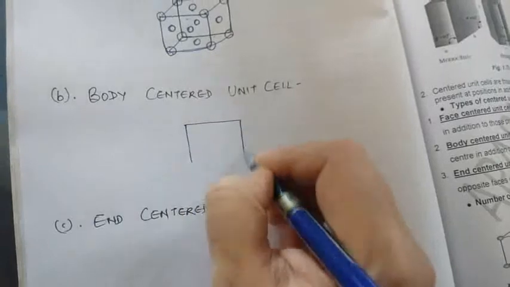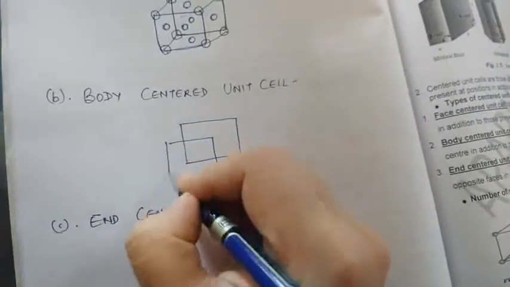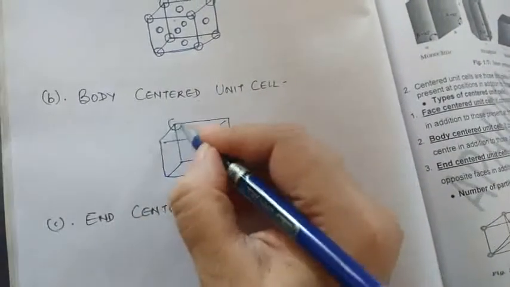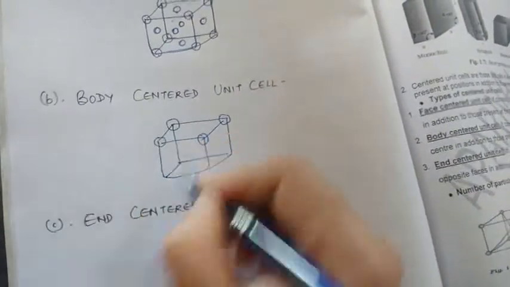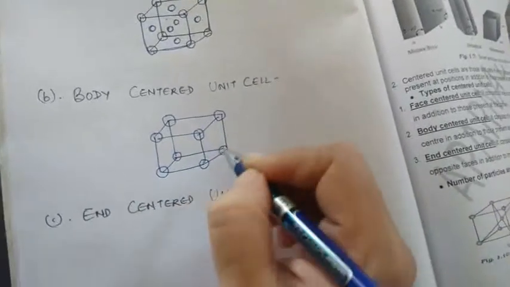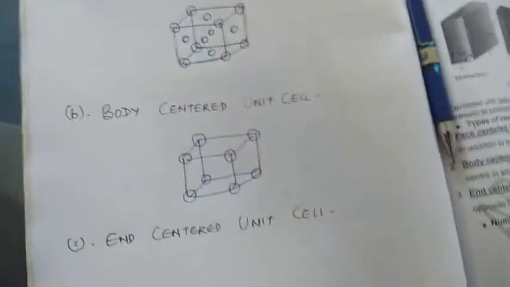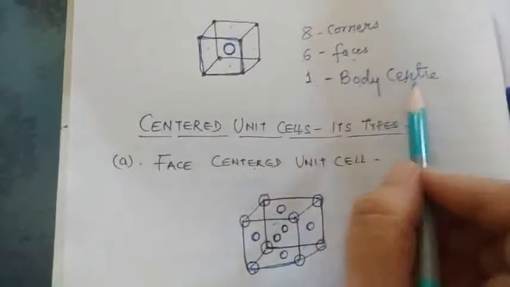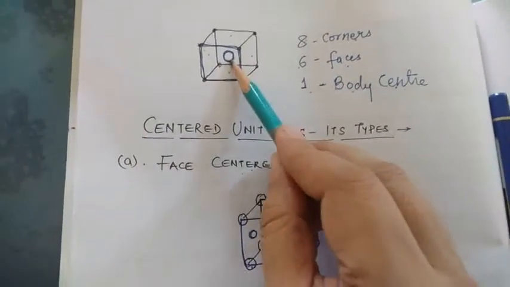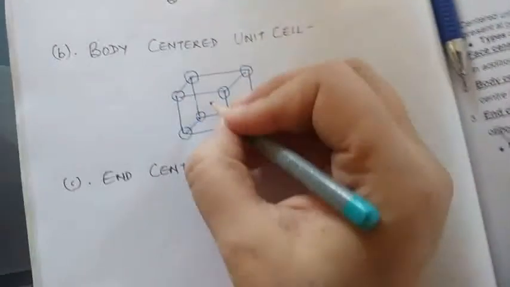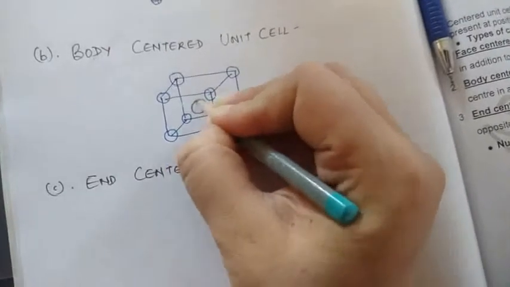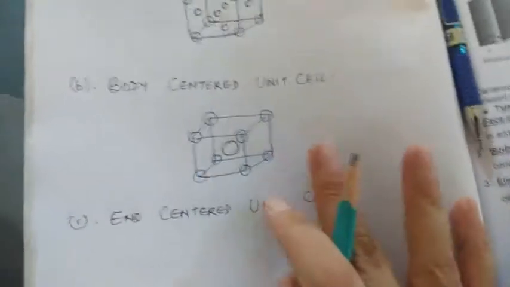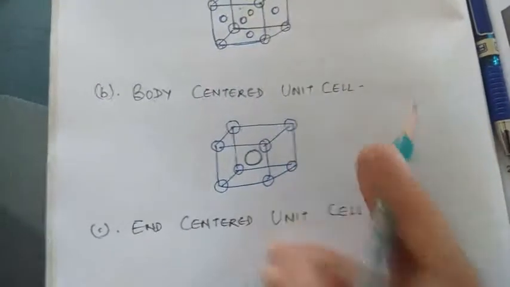So in body centered, what will happen? Again, we will have to draw a cube. I have drawn a cube. As I told you, atoms will always be present at the corners. So let me draw 8 atoms at the 8 corners. And then as the name suggests, body centered. I told you in one unit cell, how many body centers will be there? 1. At the exact center of the unit cell. So we will be drawing 1 atom at the body center. It means exactly in the middle of the unit cell. So this is the diagram for the body centered unit cell.